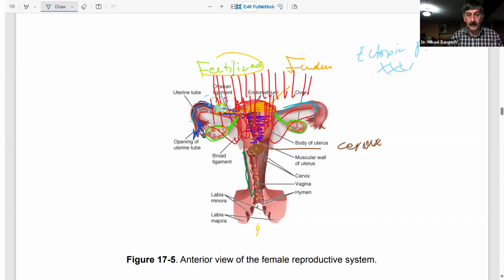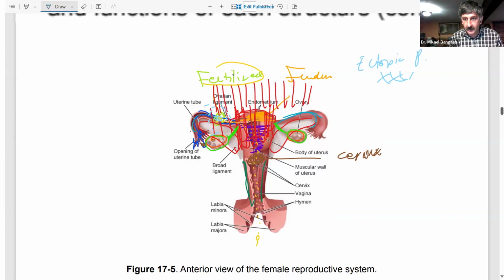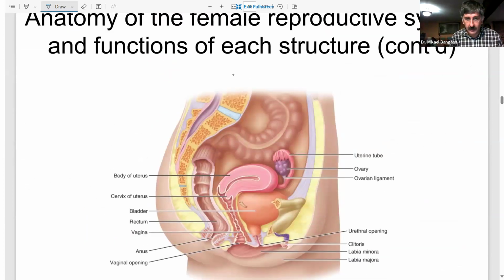Is there anybody who has any questions about the structure here? Can you just explain one more time the peritoneum? Like where it runs? Let's go to this other diagram. It's probably going to be easier here. You guys can see the diagram from the book, right?